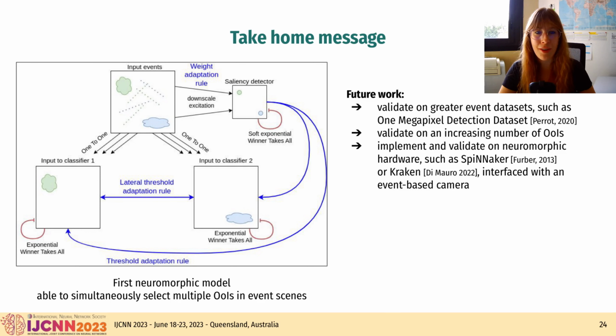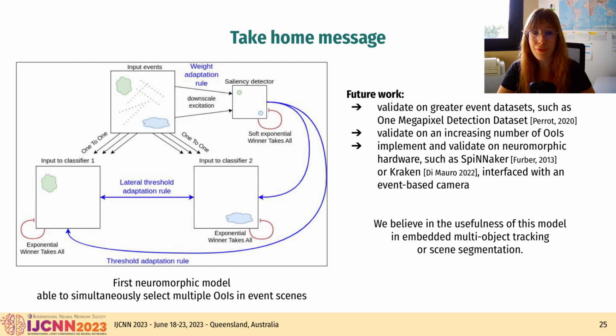Our future works include validating this model on greater event datasets, such as the 1 megapixel detection dataset that was recently published. Additionally, we want to validate this model on an increasing number of objects of interest, so adding an increasing number of output layers. And finally, we would like to implement and validate this model on neuromorphic hardware such as SpiNNaker and Kraken, and interface with an event-based camera in order to demonstrate the use of this model on an embedded UAV. Overall, we believe in the usefulness of this model in embedded multi-object tracking or segmentation.